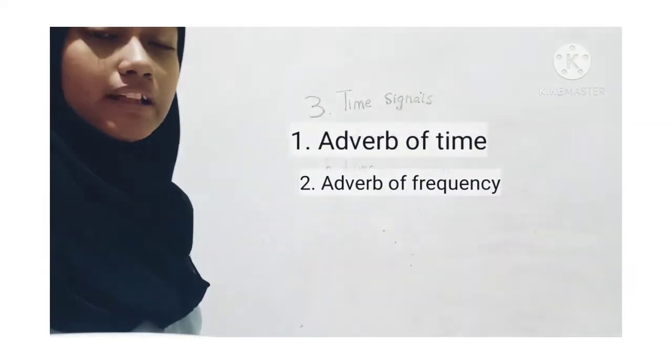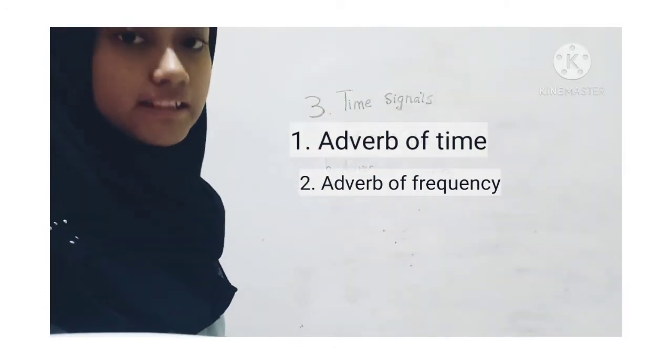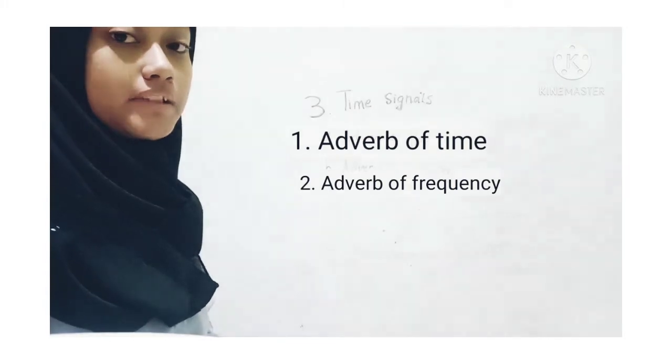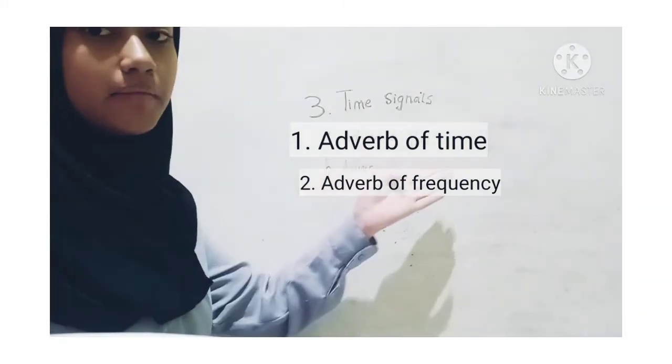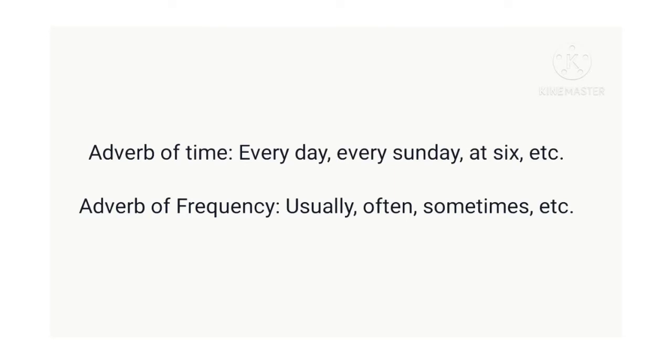Of the things that related to simple present tense is time signals. In simple present tense, there are two time signals that are adverb of time and adverb of frequency. Adverb of time, for examples, every day, every Sunday, at 6, and etc. Adverb of frequency, for example, usually, often, sometimes, and etc.